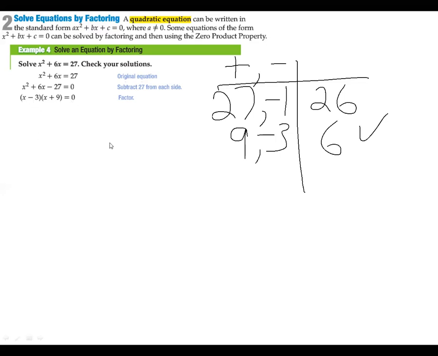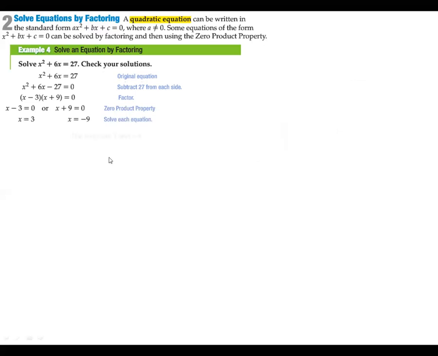Notice it's set equal to 0. So using the zero product property, I set each factor equal to 0. x minus 3 equals 0, x plus 9 equals 0. Solve for x, and you get x equals 3 and x equals negative 9. All right, so the roots are 3 and negative 9.